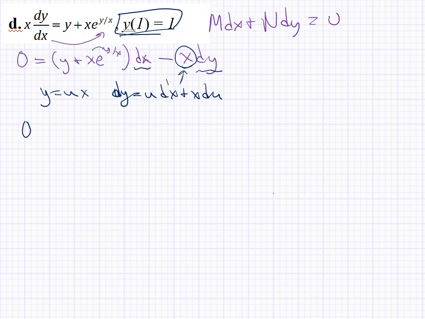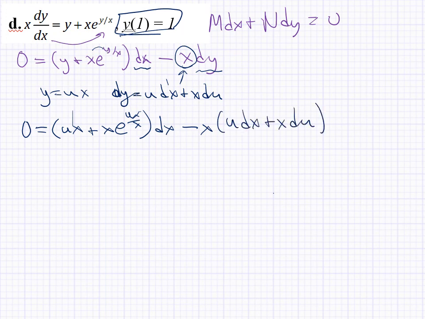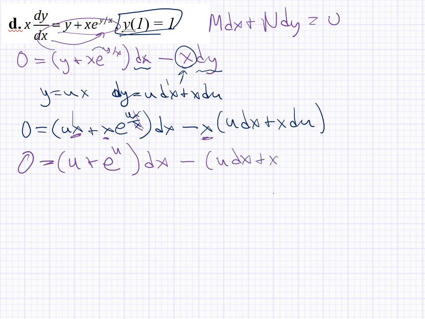And so we end up with 0 equals ux plus x e to the ux over x dx minus x times u dx plus x du. Now, x to the first, remember, degree 1 we said. This is degree 1. So we're going to pull out an x to the first. We already have the x to the first pulled out here. So let's make this look a lot nicer. So u plus e to the u, the x's cancel here, dx minus u dx plus x du.